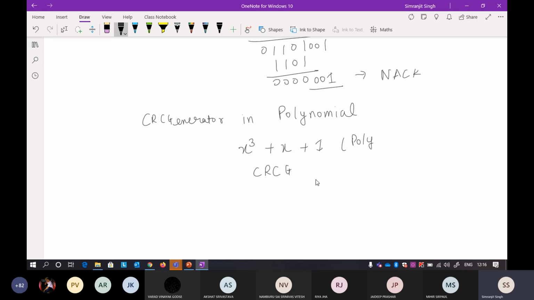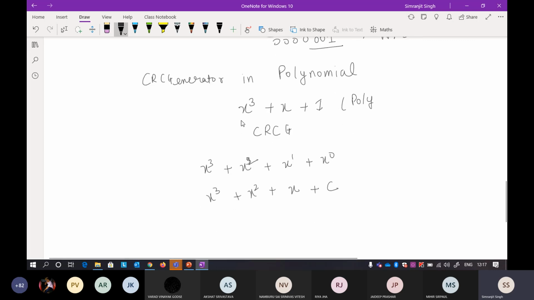Keep in mind, write it like this: x raised to power 0 plus x raised to power 1 plus x raised to power 2 and x raised to power 3. Anything raised to power 0 is 1. This is your constant term, as I am again following the quadratic equation here. x raised to power 1 is x, x raised to power 2 is x squared, and it is x cubed. Now what do you see in this particular term? If a particular term is given, it is 1, and if a particular term is not given, it is 0.